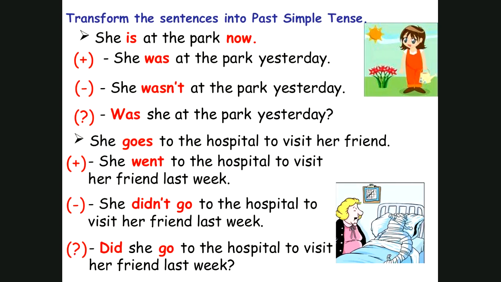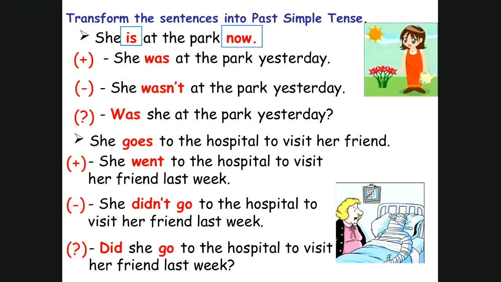Let's observe the sentences over here. You have, he is at the park now. So let's change these sentences into the past. How do you know this is present? First of all, because of the verb to be in present and the expression now.